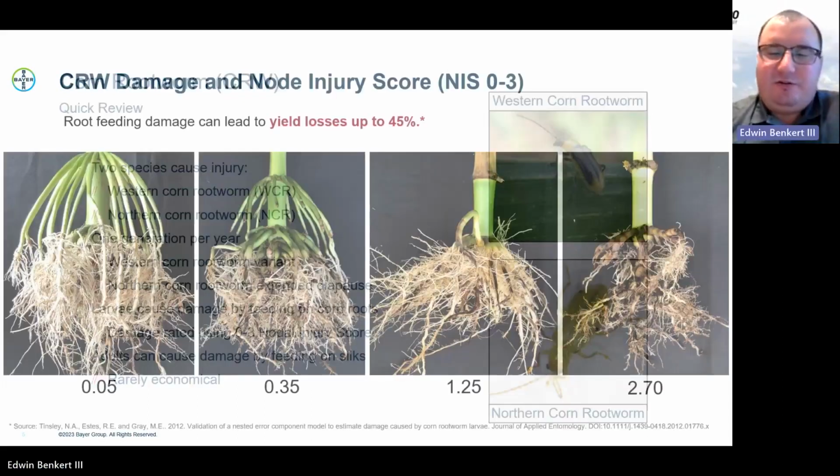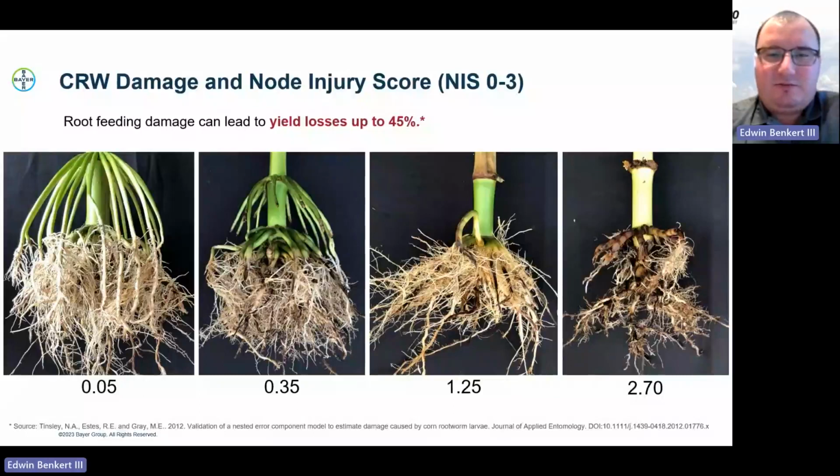So that 0 to 3 nodal injury score, this is the way we evaluate how much damage the larvae are causing to the corn plants and therefore how much yield we can expect to lose. So with the 0 to 3 score, if we look at a root system, roots grow off a corn plant in these nodes here. So they grow off in these circular nodes around the stalk. And when we're evaluating root feeding, we're going to be focusing on nodes 4, 5, and 6.